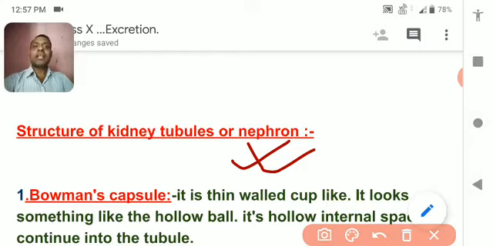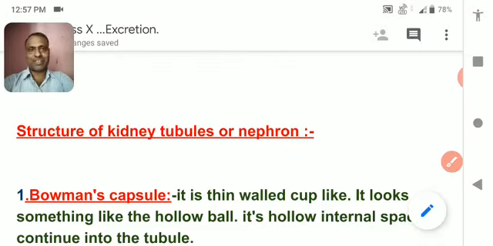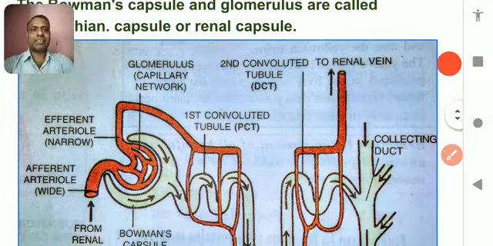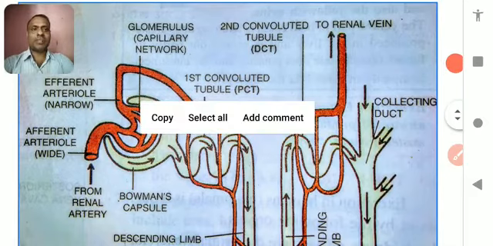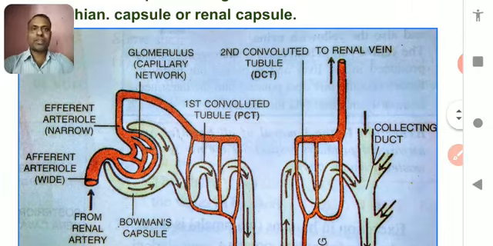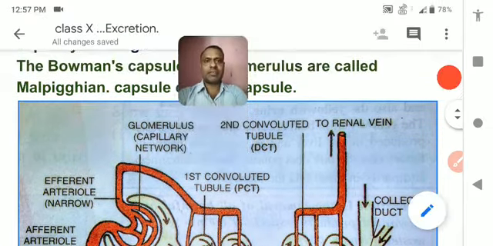Yes, the nephron is the structural as well as functional unit of the kidney, so it is an important part of the kidney and needs to be studied. Now let's have a look at the structure of the nephron. You can see this is the drawing of a nephron. It is a very clear drawing, and you can draw it in the same manner.